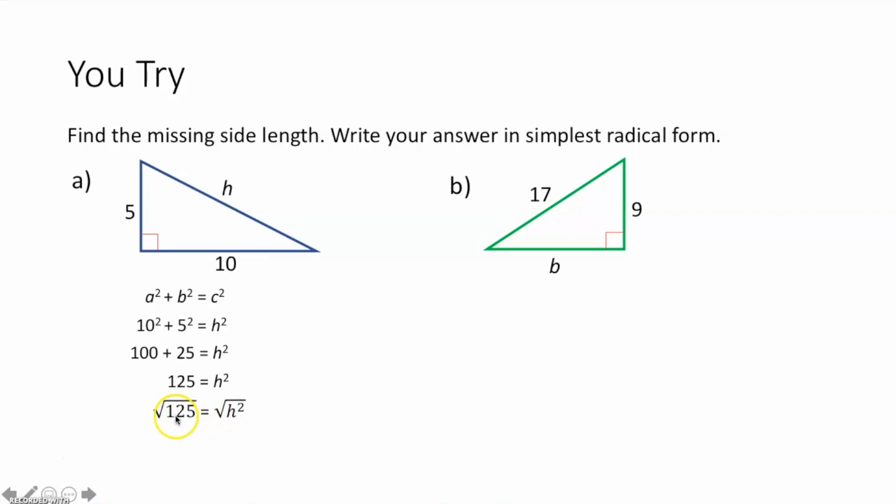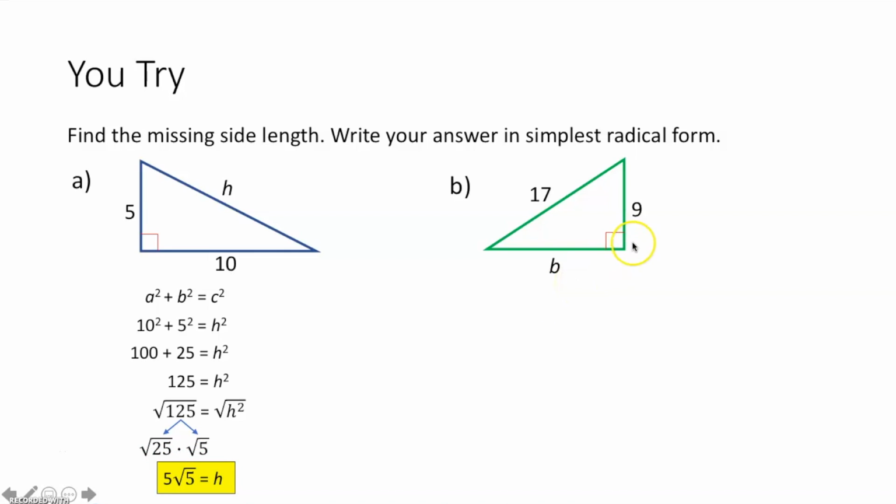And on this side, the square root of 125 is not a perfect square. So instead, we break that into two radicals that multiply together to make rad 125. One of them has to be a perfect square. So that's why we chose 25. 25, we take the square root of, and we get 5. Rad 5, we cannot take the square root of, so that stays rad 5. So h is going to be equal to 5 times rad 5, or 5 rad 5.